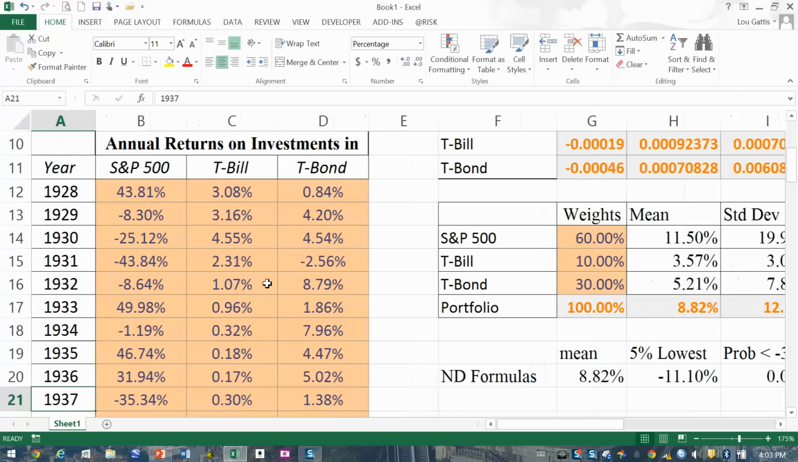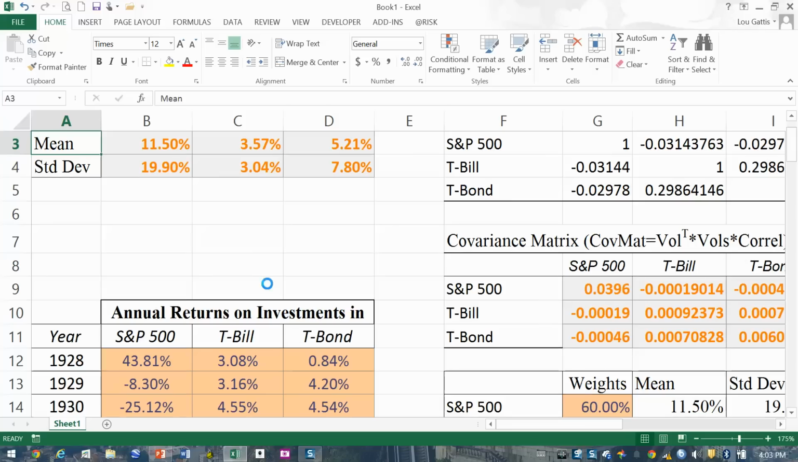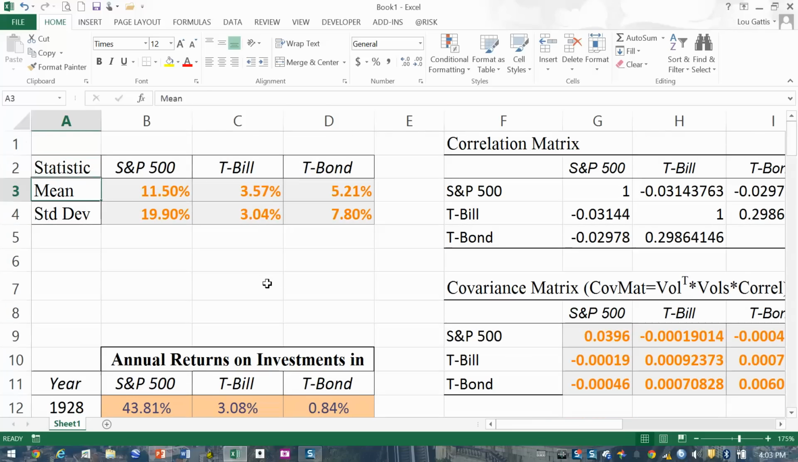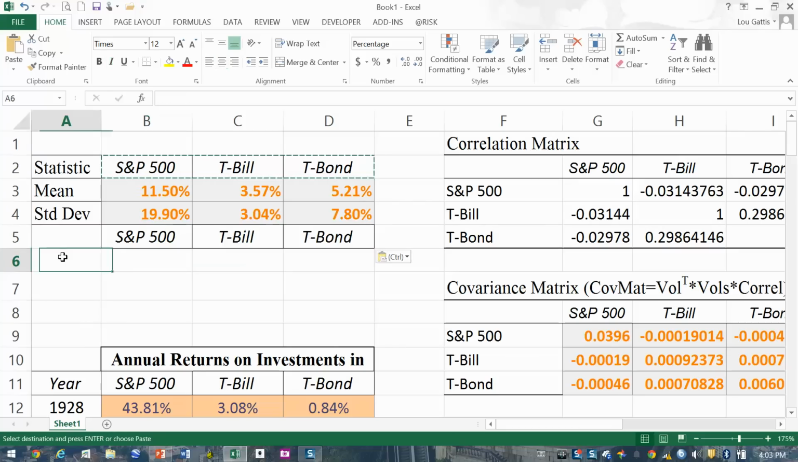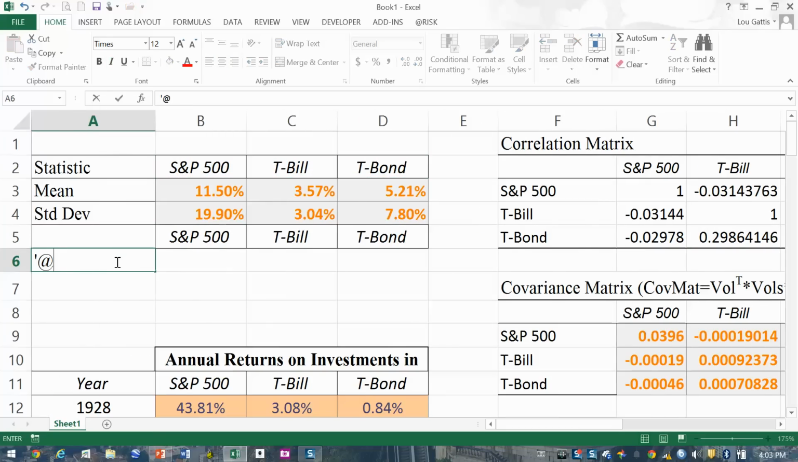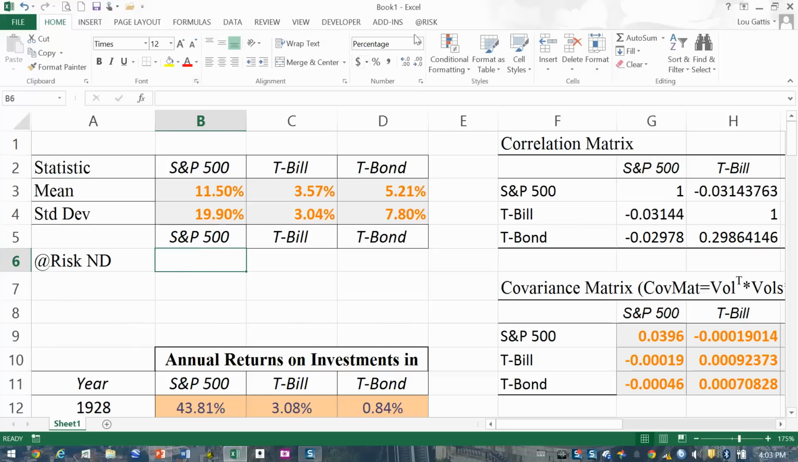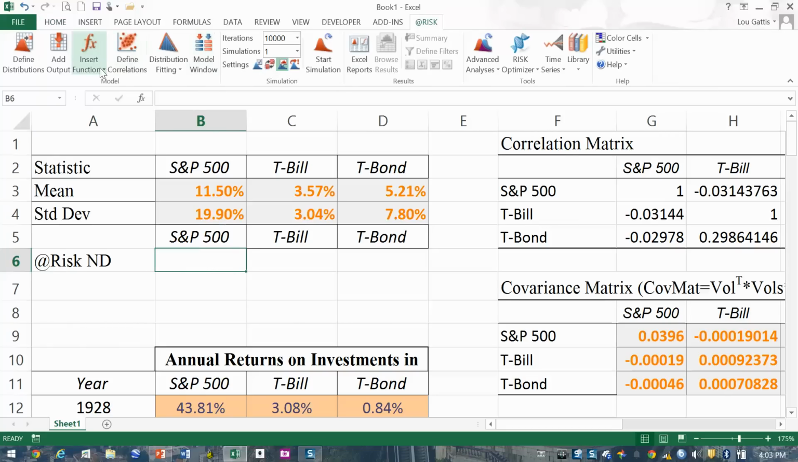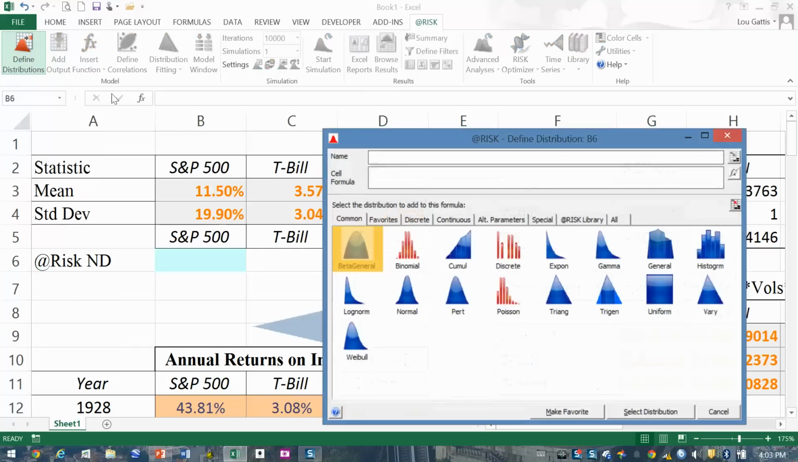So I'm going to come over here and add 3 distributions. Again, I'll just copy these titles here. And let's call this @Risk normal distributions. And how I'll do that is I'm going to go to @Risk, define distribution, and select normal.